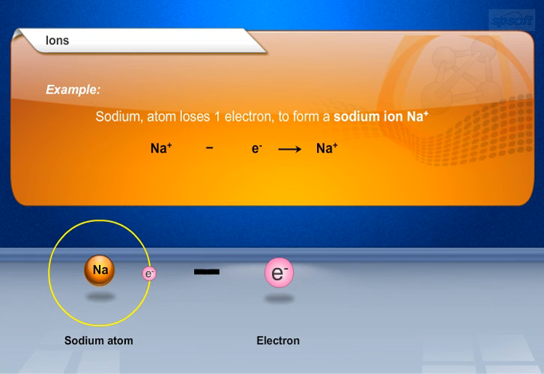Example, a sodium atom loses one electron to form a sodium ion. Sodium, on losing an electron, gives a sodium ion, that is, a cation.